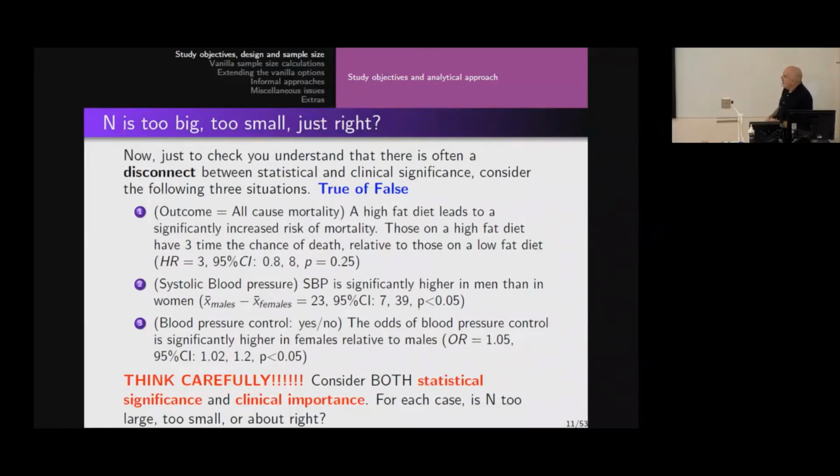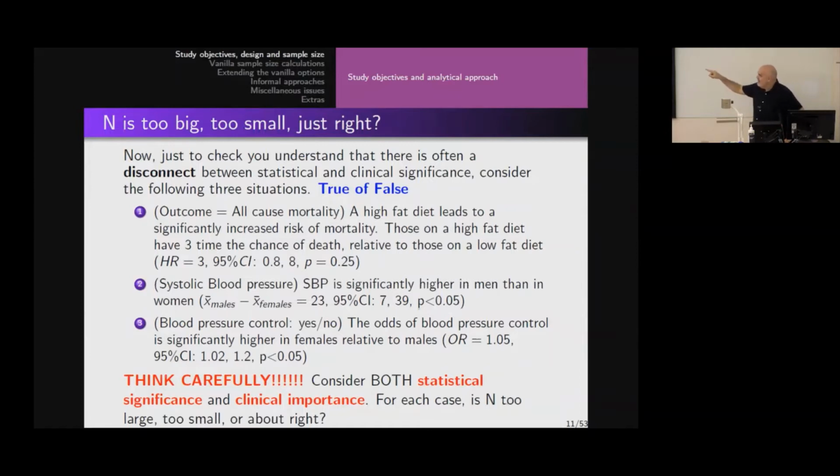So the first one: all-cause mortality, that's my outcome. A high-fat diet leads to a significantly increased risk of mortality. Those on a high-fat diet have 3 times the chance of death relative to those on a low-fat diet. Now, I have not told you the sample size here. My hazard ratio is 3.